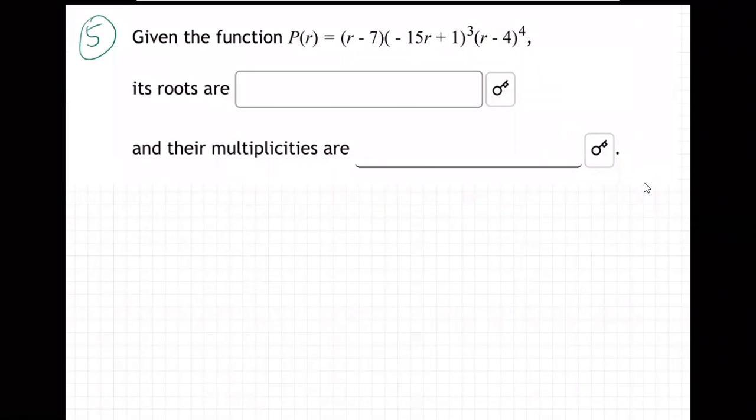Okay, so number 5, they're giving us a function, and they want us to find its roots and their multiplicities, which is just powers. The trick on this one is, specifically right here, they don't have the R by itself in the front of the parenthesis like they're supposed to, right? So we have to change that form a little bit.